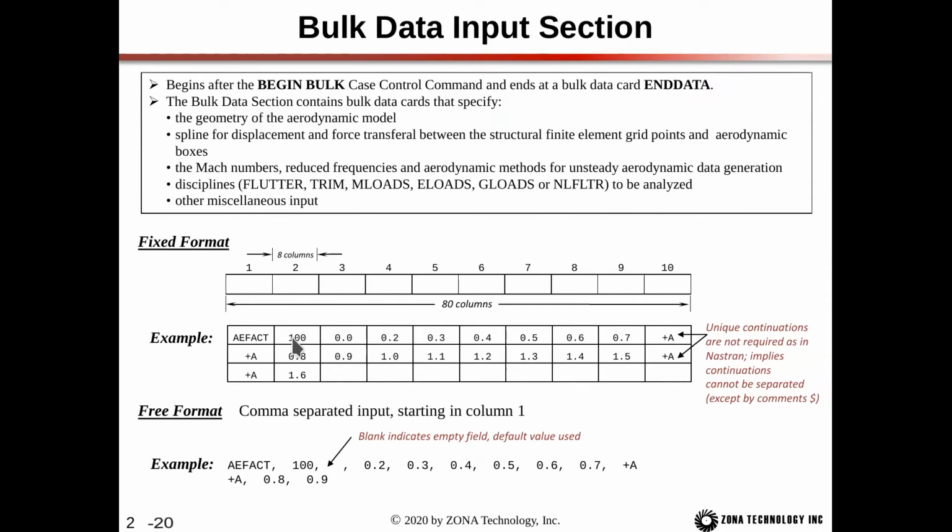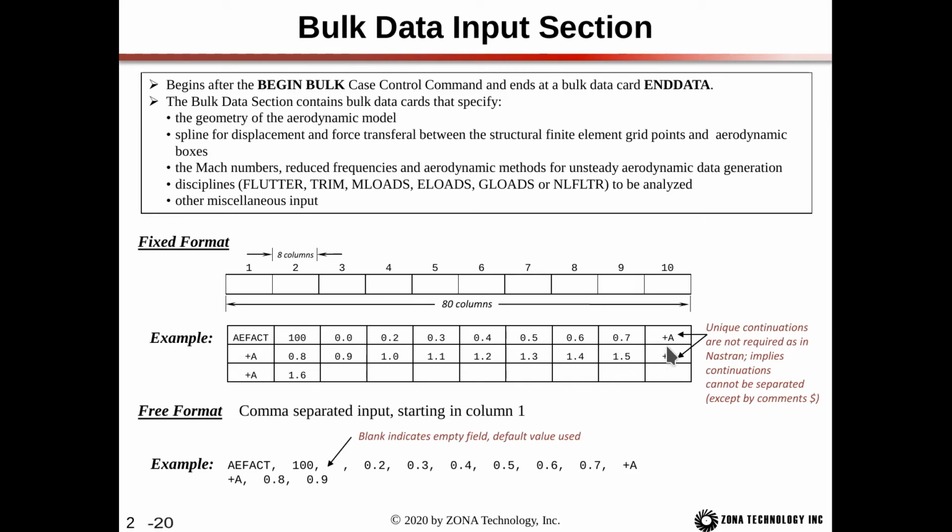But since the 100 is within the 8 characters of the second field and the 0.0 is within the 8 characters of the third field, ZEUS will grab the 100 and say, okay, that's in the second field. It'll grab the 0.0 and that's in the third field, and it will interpret it correctly. The 10th field has the continuation line markers. Now, unlike Nastran, unique continuations are not required, and continuations cannot be separated except by comments.